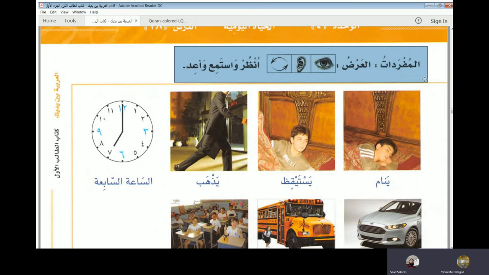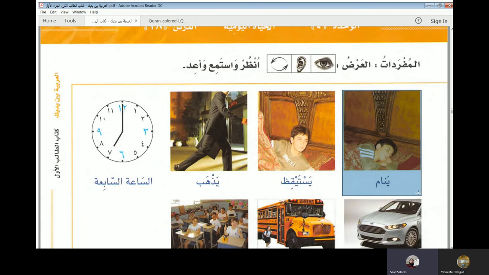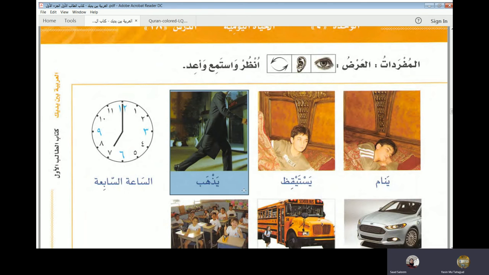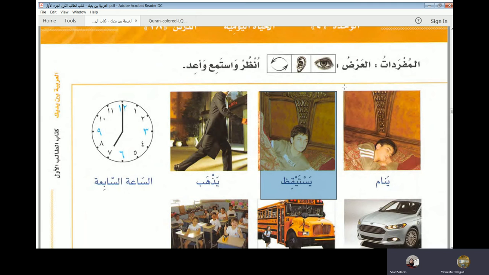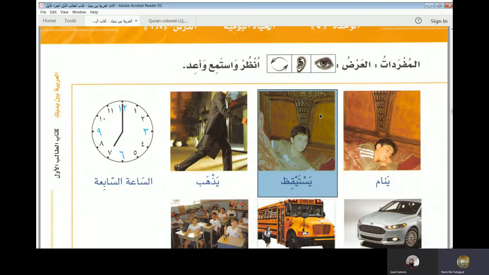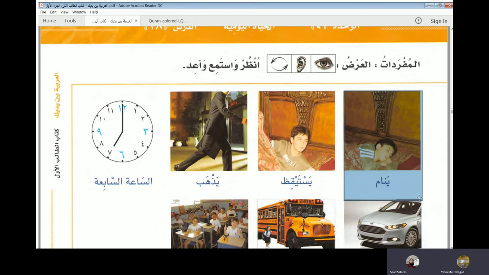Yanamu, he is sleeping. Sleeping. If it's she sleeping, would it be tanamu? Yes, tanamu, correct. And if it's I sleeping, would it be anamu? Yes, anamu. Correct.